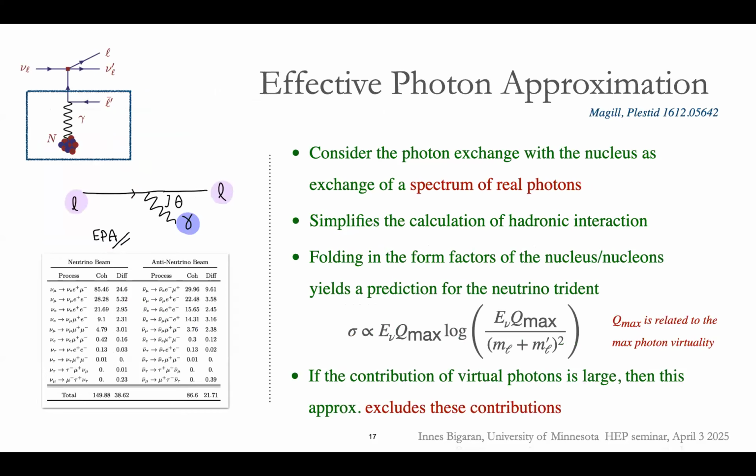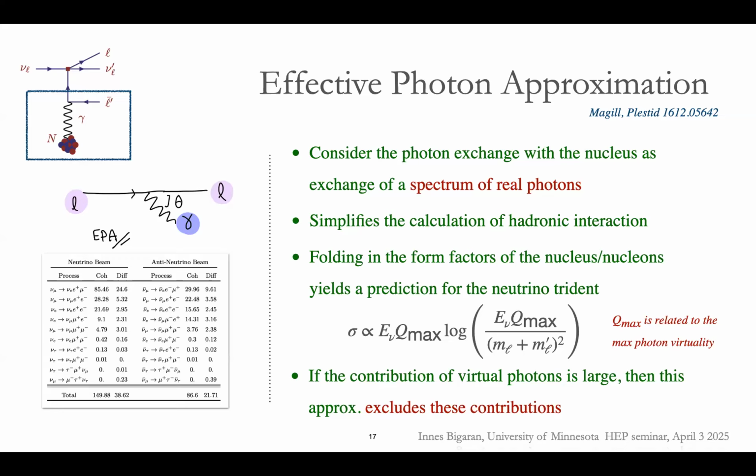Right. So I said earlier that the hadronic interaction is dominated by this photon exchange with the nucleus. And many of the calculations previously done to explain these nuclear interactions have used the effective photon approximation. This was first done for neutrino trident production in 2016. They assume that the photon exchanged with the nucleus can be treated such that the incoming lepton is a spectrum of real photons, which then sample the nucleus for the different sorts of interactions. And that simplifies the calculation of the hadronic interaction.